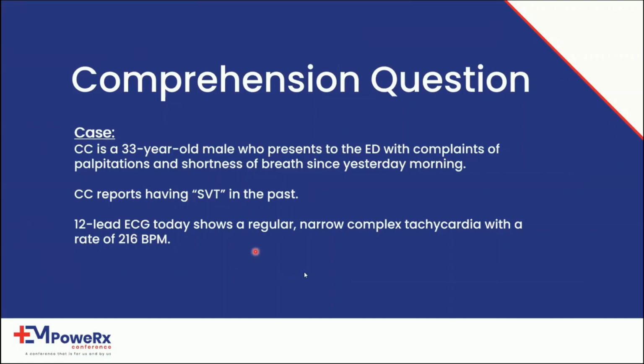Okay, so we have a case. It's a 33-year-old male who presents to the ED. He's complaining of palpitations and shortness of breath since yesterday morning, just shy of 24 hours now. He reports that he was told he had SVT in the past. He remembers it pretty well. And a 12 lead today shows a regular and narrow complex tachycardia with a rate of 216.